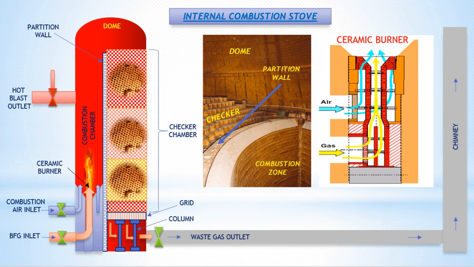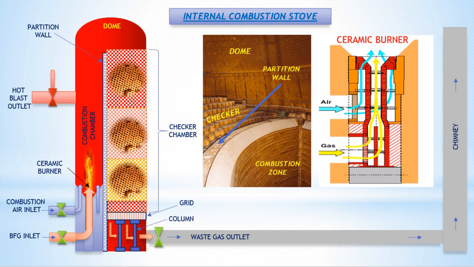Checker supporting grids and columns, the grids and columns support the checker brickwork or ceramic elements, maintaining their structure and alignment. The grids and columns help distribute the flue gases and air blast evenly through the regenerator. Grids, typically made from heat-resistant materials, special cast steel, the grids provide a flat surface for the checker work. Columns, vertical supports that hold the grids and checker work in place, often made from special cast steel.